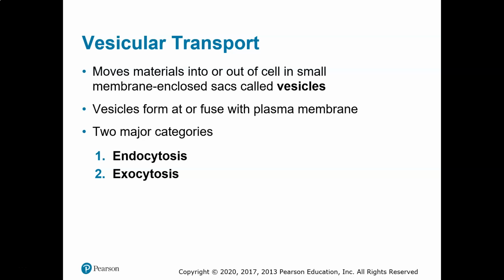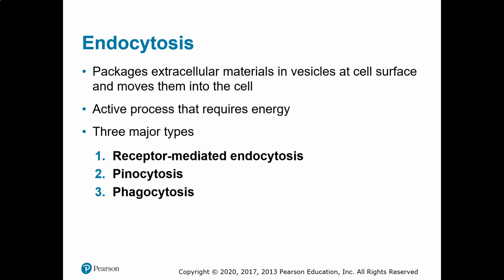Another type of transport, it's not active transport, but it does require energy, is vesicular transport of substances through a vesicle, a membrane-enclosed sac. And there's endocytosis, transporting the substances into the cell, and exocytosis, moving the substances out of the cell. Endocytosis brings materials into the cell through a vesicle. The vesicle is actually pinched off of the plasma membrane. It forms from the plasma membrane.